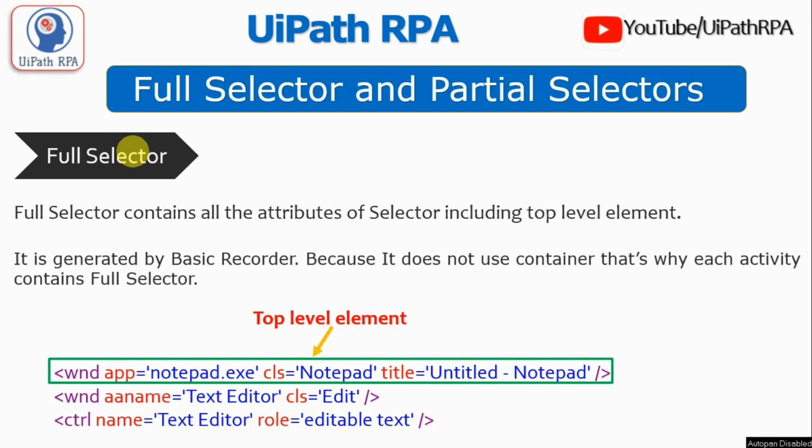Now, it is generated by the basic recorder. The full selector is generated by the basic recorder because it doesn't use containers. That's why each activity contains a full selector. I will show you how we get this full selector if we use the basic recorder. So let me open UiPath Studio.